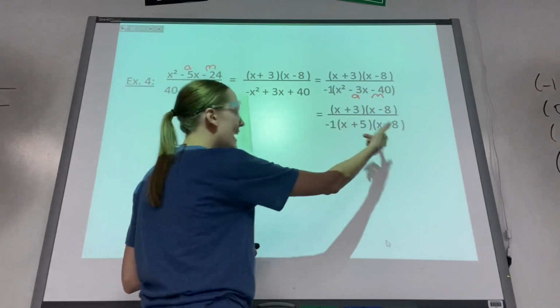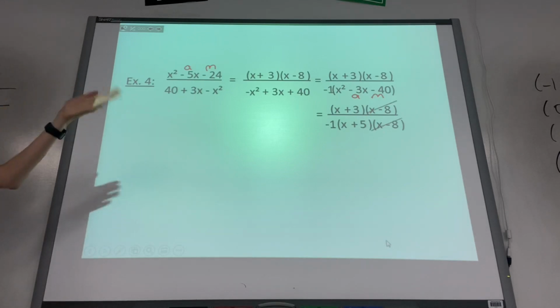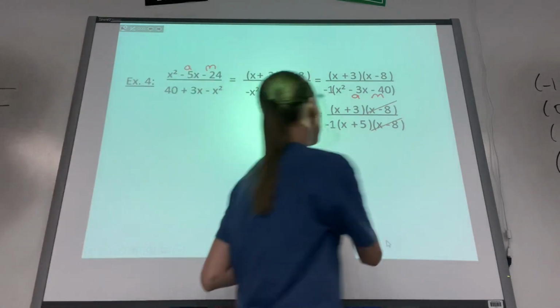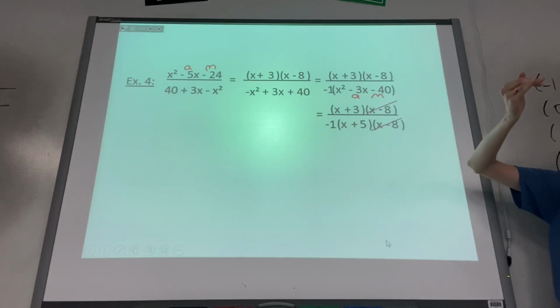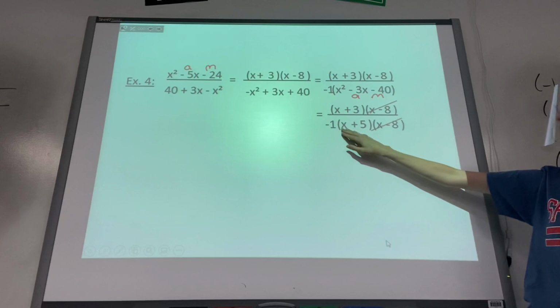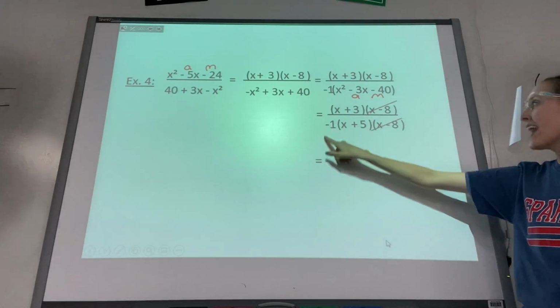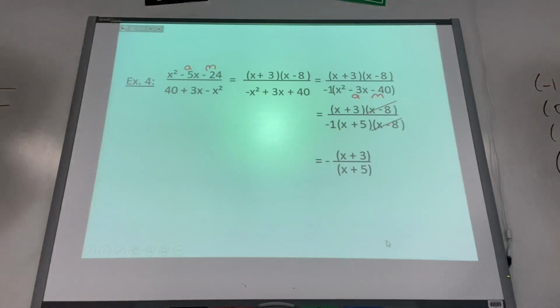Yeah, 5 and 8. The 5 needs to be with the plus. Now we're looking good. X minus 8 will drop out. And as far as how to write this, you can leave it as x plus 3 over -1 times x plus 5 if you want. I kind of moved that negative out front just so I didn't have a negative on bottom.